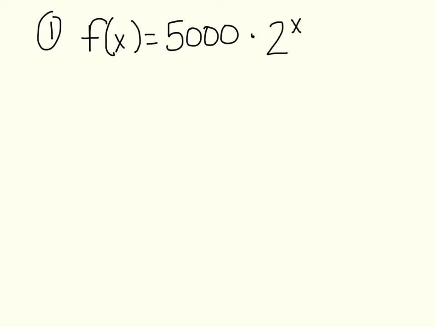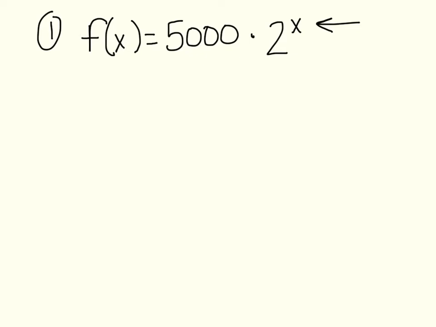Example number 1. An investment of $5,000 doubles in value every decade. The function f of x equals 5,000 times 2 to the x power, where x represents the number of decades, models the growth of the value of the investment. How much is the investment worth after 30 years?